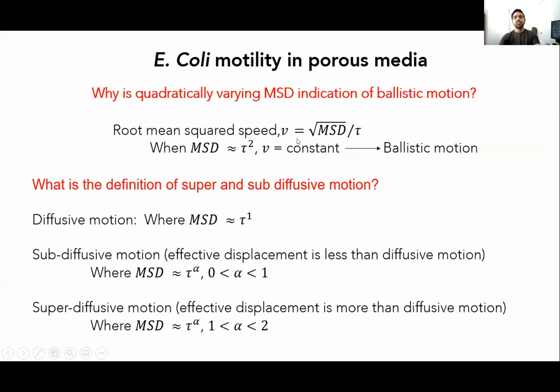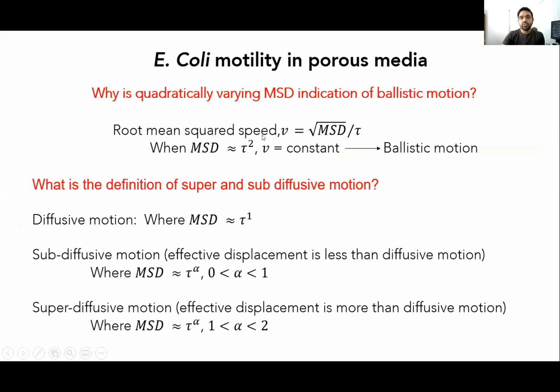Okay, cool. So then there were a few questions about E. coli motility in porous media. So there is a general question, why quadratically varying MSD is an indication of a ballistic motion.